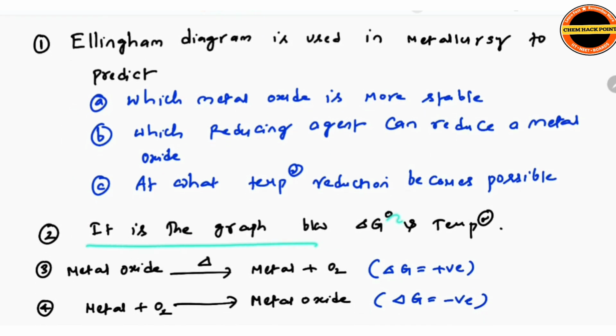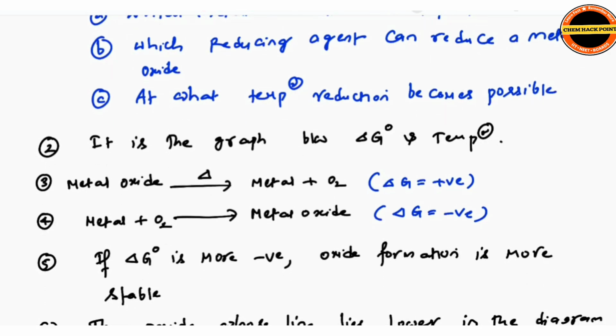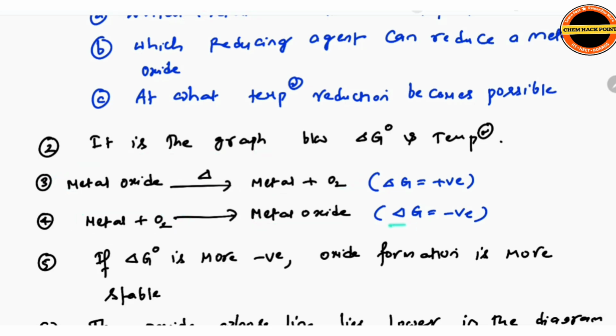It is the graph between standard Gibbs free energy versus temperature. For example, a metal oxide decomposing to give metal plus oxygen is a decomposition reaction where delta G is positive. Delta G positive means a non-spontaneous reaction which cannot occur on its own; some extra heat energy is required for the above reaction. The same reaction reversed, metal plus oxygen giving metal oxide, is spontaneous, where delta G is negative.